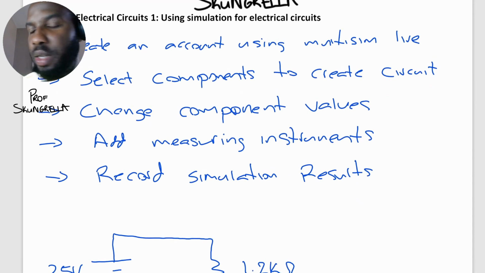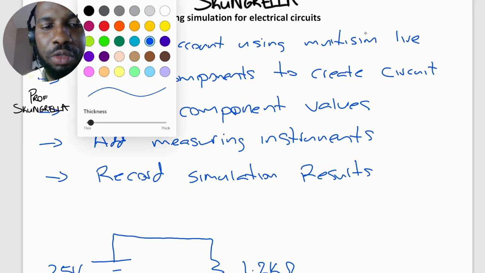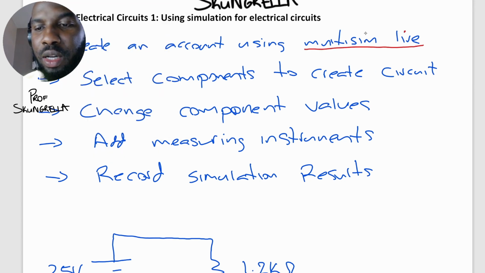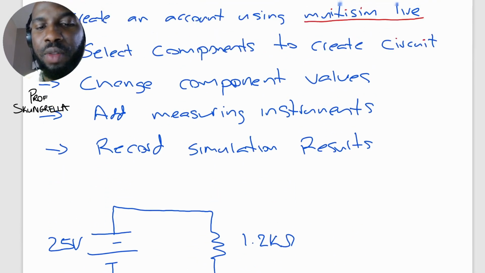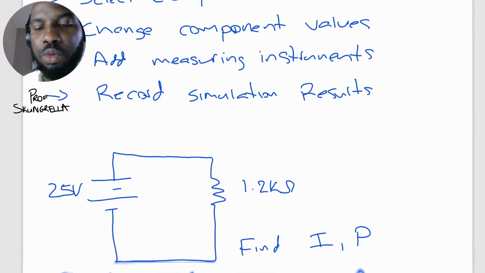The first one is so that you can create an account using Multisim Live. If you just search for Multisim Live, you will be able to get it and create an account. And I have an account. My account's already signed in, and this is what I'm going to show to you. Then you will select components to create the circuit. Following this, you're going to change the values of your components to reflect the circuit that we have here. Then you're going to add your measuring instruments. Following this, you will run your simulation and record your results.